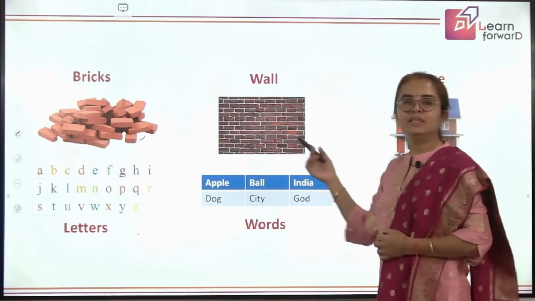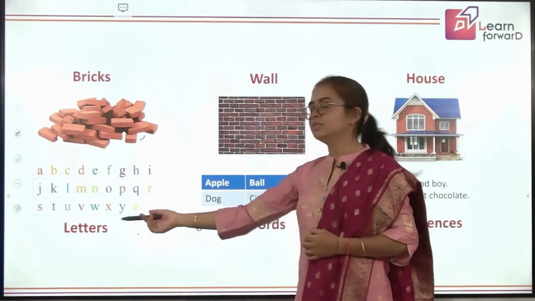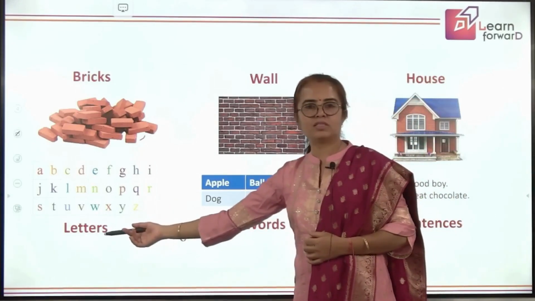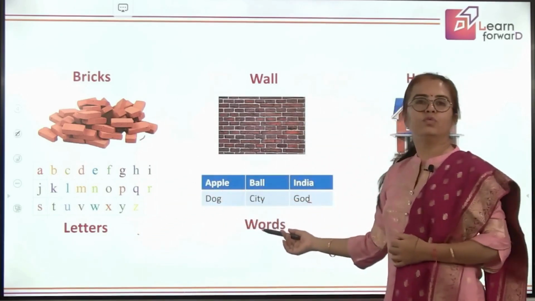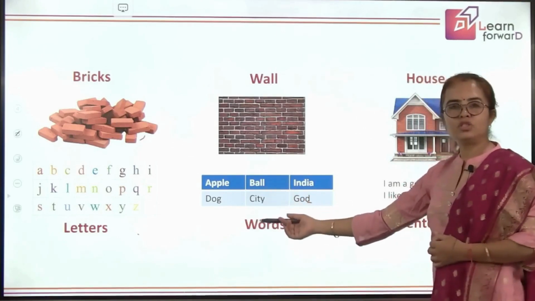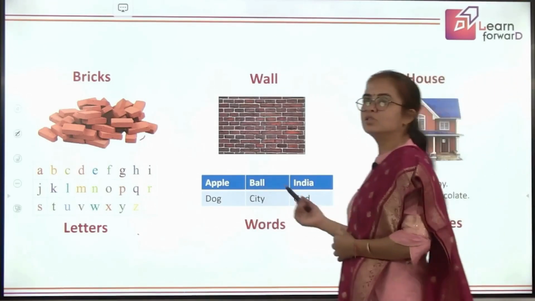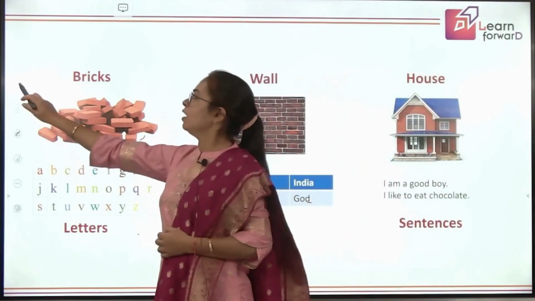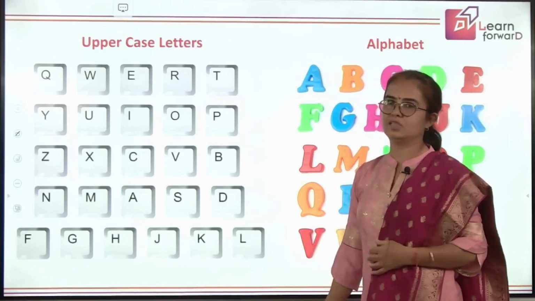So, this is the structure of any language. Letters are the building structure. They are the basic unit of any language. Then we move to words. By joining letters, we make meaningful words. And by joining words in a proper order, we make sentences. So, today we are going to learn about the letters in English.